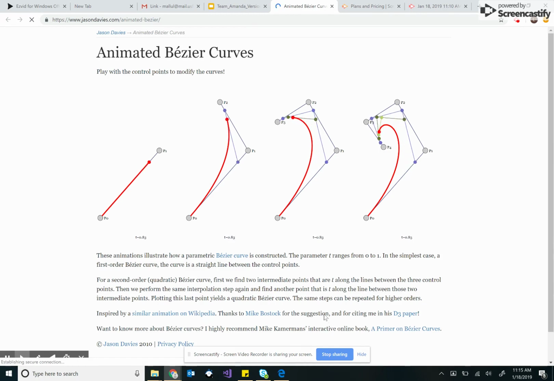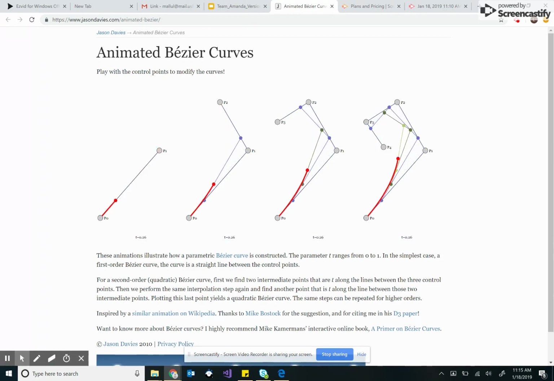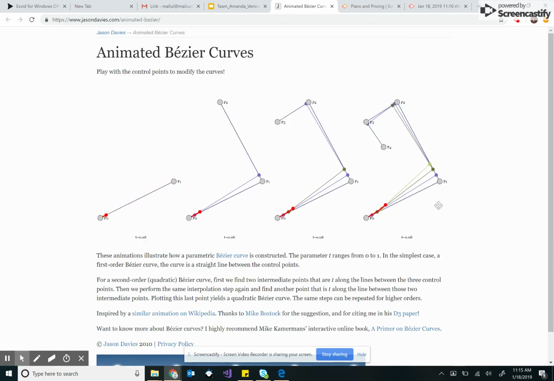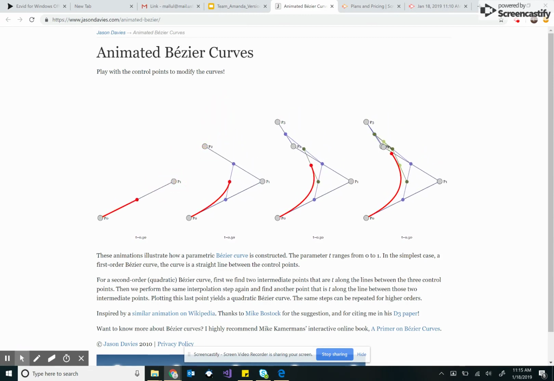This is so interactive. As you can see the control points and control polygon, if I move this control point, you can see a different shape of the Bezier curve. So we can play with these control points to design any number of Bezier curves.